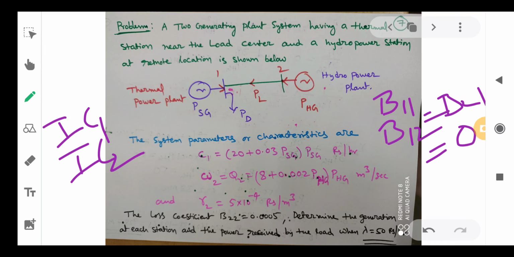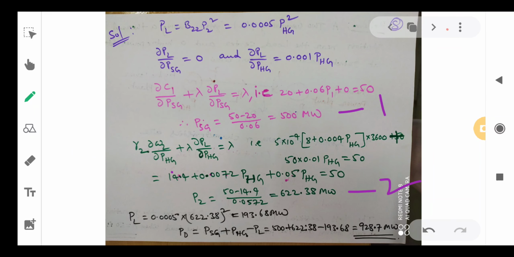Now determine the generation at each station and the power required by the load when lambda is equal to 50 rupees per hour. So that is the problem. Let us go for the solution.